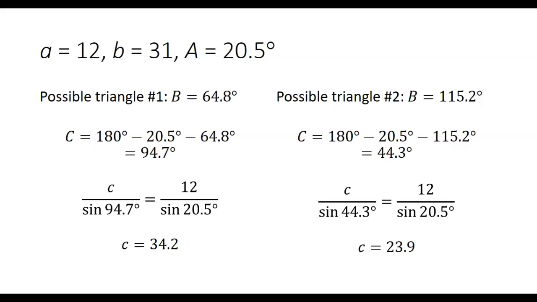There are two possible triangles that start with these three numbers. One of them has capital B 64.8 degrees, angle C 94.7 degrees, and side c 34.2. The other one has angle B 115.2 degrees, angle C 44.3 degrees, and side c 23.9.